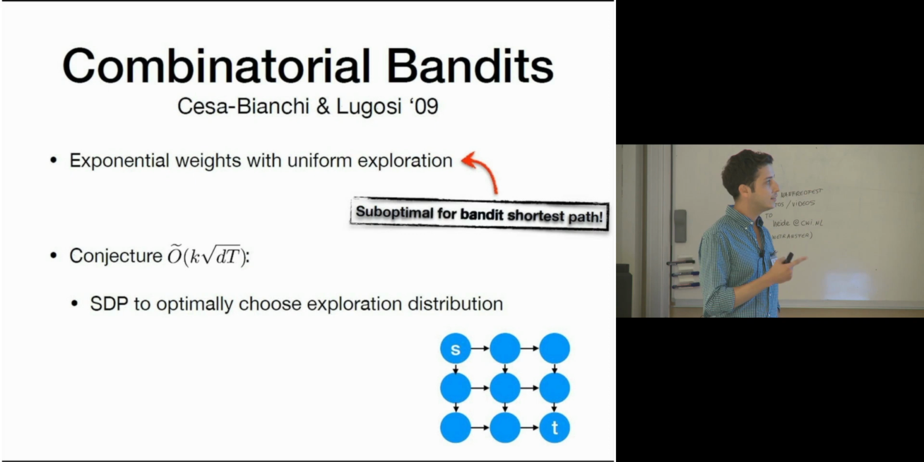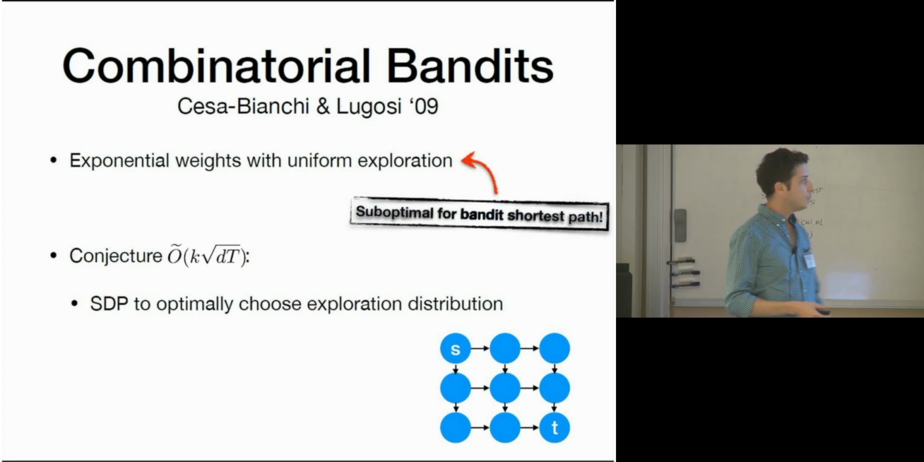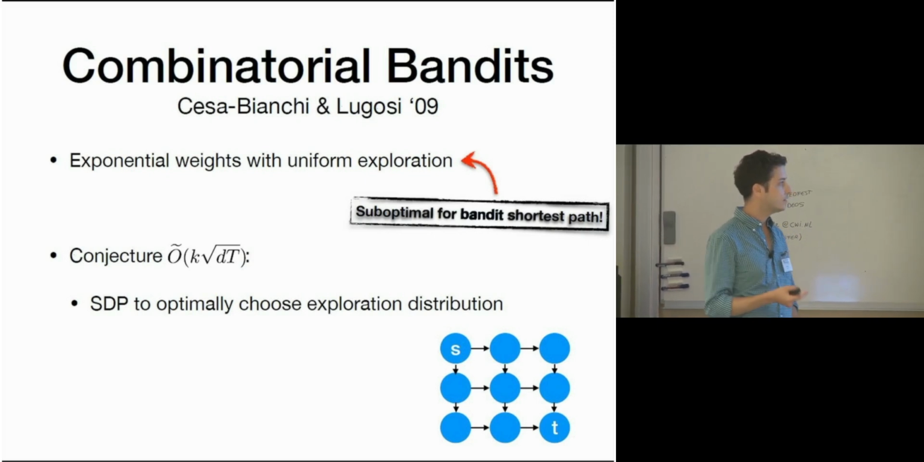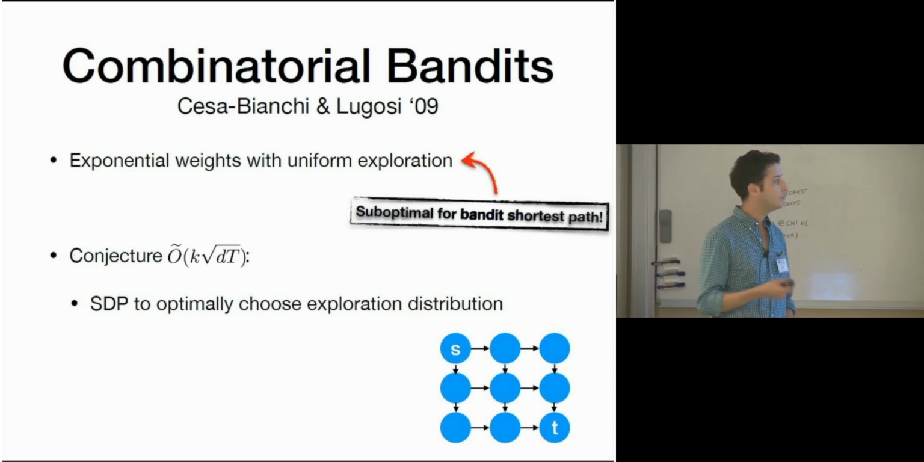However, this idea doesn't work for bandit shortest path. So for example, you can take the grid graph, and if you sample a path uniformly at random, then the probability of choosing the edges on the outskirts of the grid can be very low if the grid is large. So they conjecture that, in fact, one can get k square root of dT regret. Capital T here is the number of rounds of the game. And they thought that this could be done by solving some semi-definite program to optimally choose the exploration distribution.